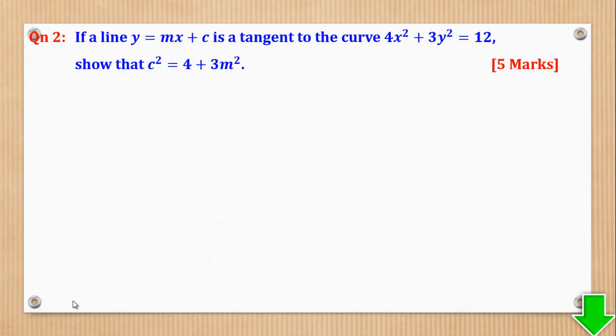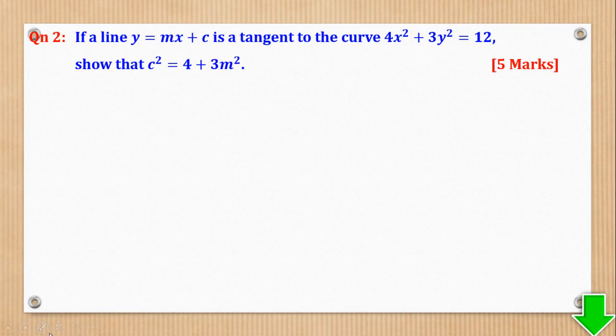So algebra contains 2 questions in section A, 2 in section B. Geometry, 1 question in section A, 1 in section B. Vectors, 1 in section A, 1 in section B. Trigonometry, 1 in section A, 1 in section B. Calculus, 3 in section A, 3 in section B. So far we have looked at 1 question in algebra. That was question 1. Now question 2 is from geometry.